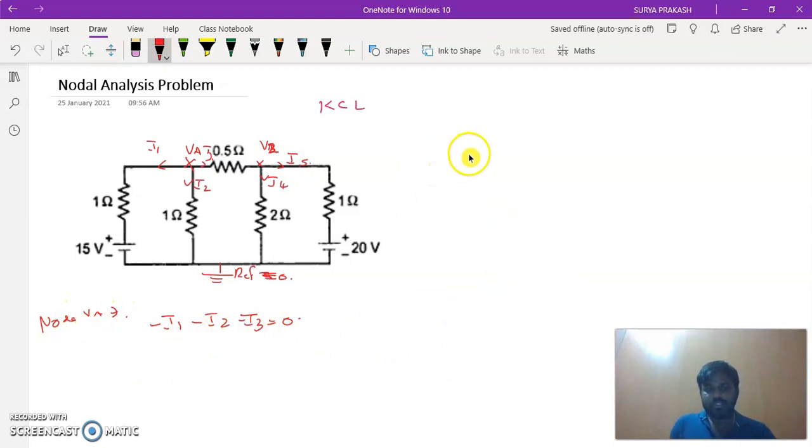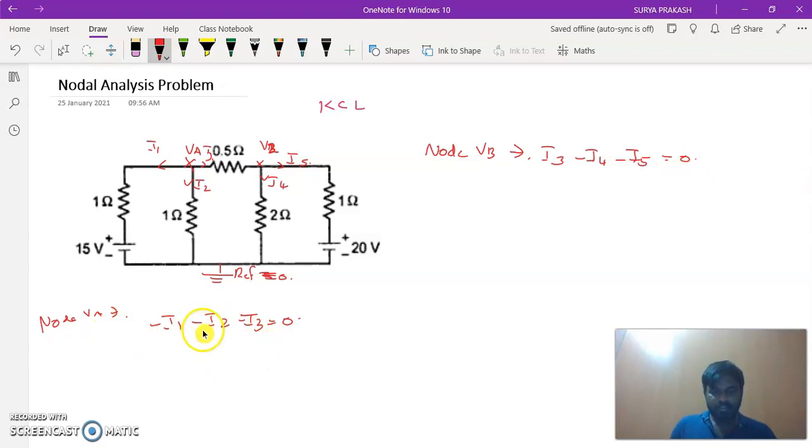So for node VB, we can derive the current equation as given. As this current I3 is getting into this junction, we can say this is a positive current I3, minus I4, and minus I5 is equal to 0. So this is basically the current equation.